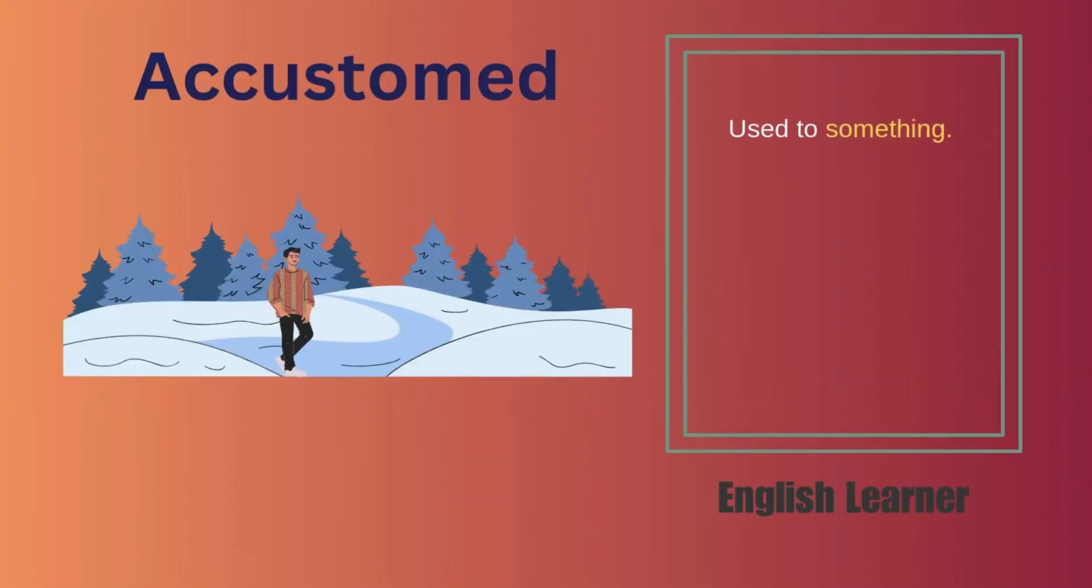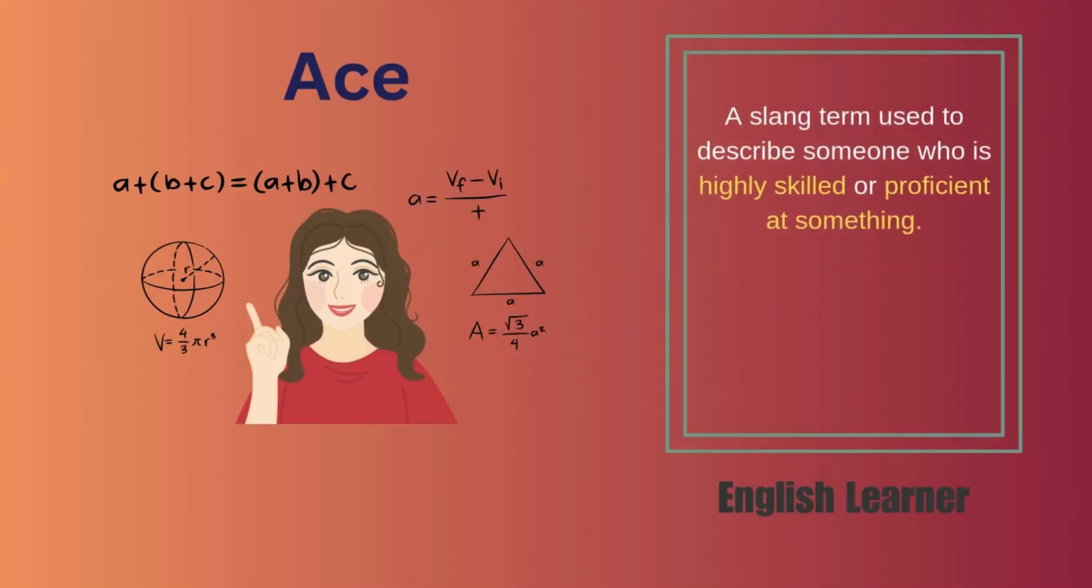Accustomed. Used to something. Example. He's accustomed to the cold because he lives in a snowy area. Ace. A slang term used to describe someone who is highly skilled or proficient at something. Example. She's an ace at solving complex math problems.